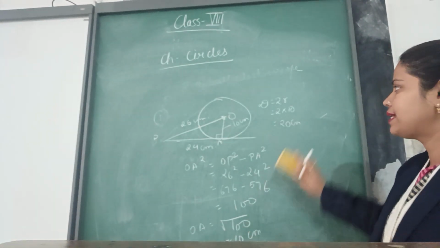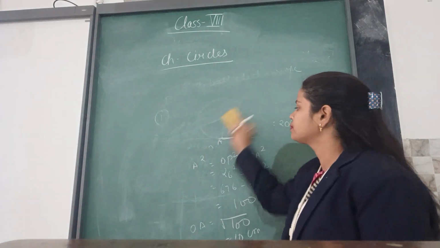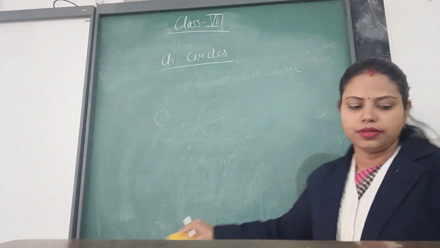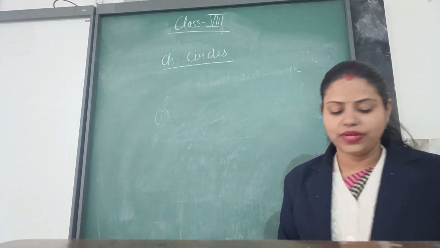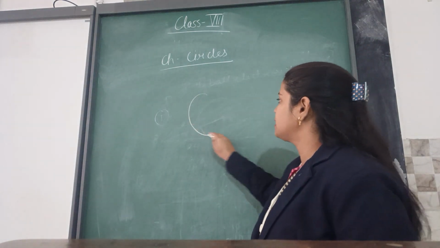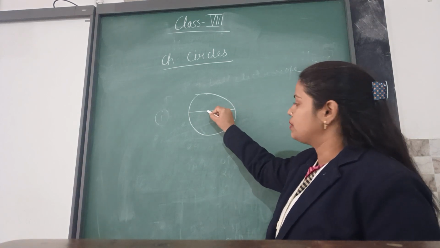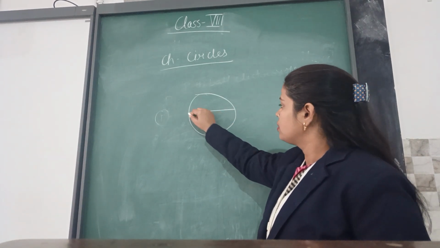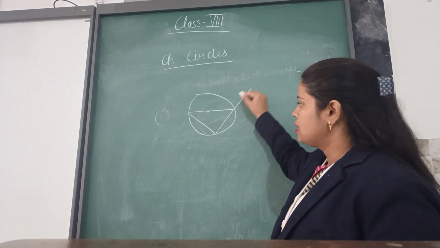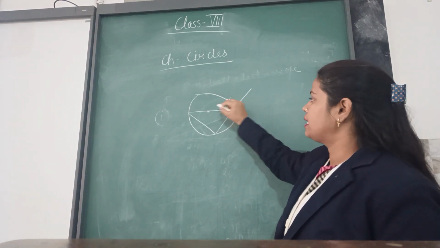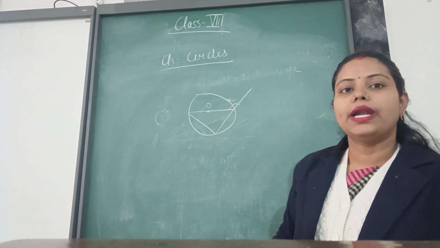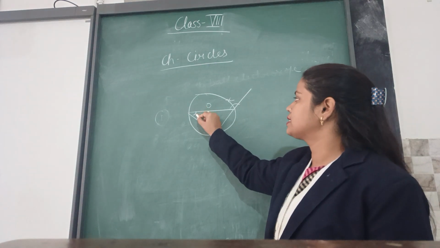Then let us discuss the next question, in which we have to find out the value of x. Here we have a diameter with center O. This angle we have to find out, which is written as x. And one of the angles is given as 46 degrees.